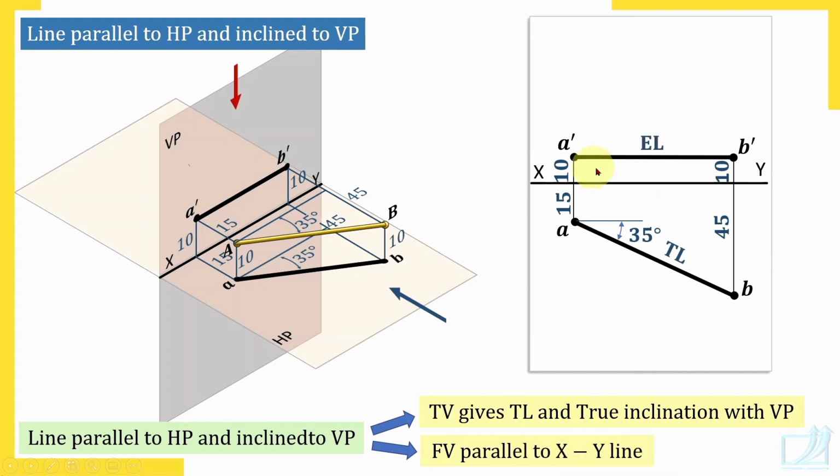The length of the front view is EL. EL in the sense of elevation length. You know TL is true length and EL is elevation length. What do you mean by elevation? Front view. Elevation is front view. So elevation length means front view length.